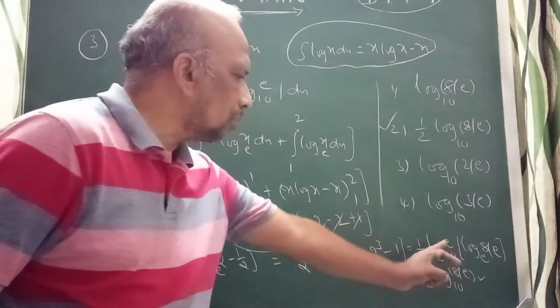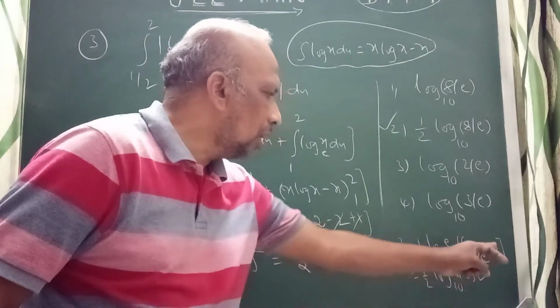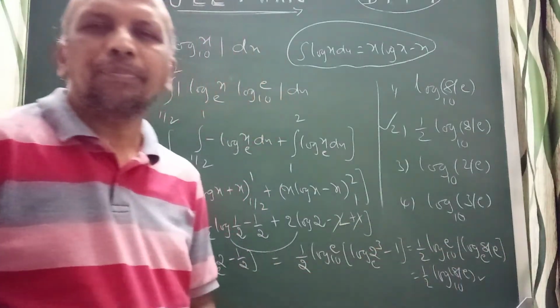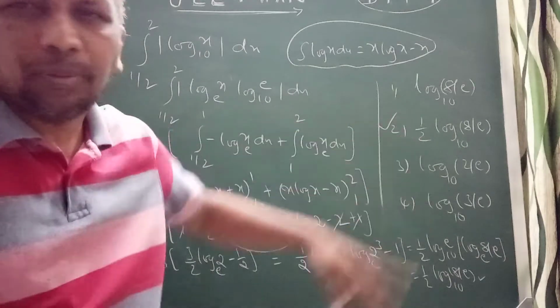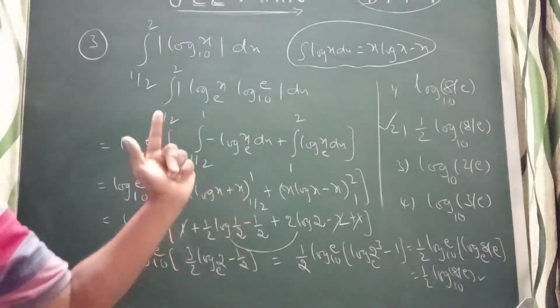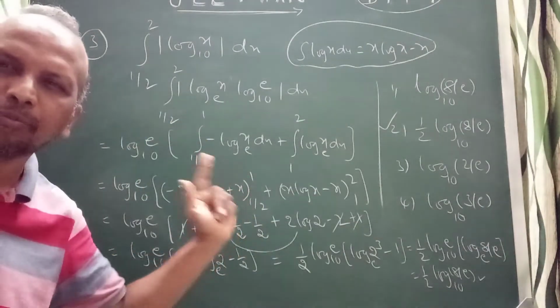Just be careful here. There are multiple options. The product of this should be log of 8 by e base 10. The answer should be the second option. This is an important model, do it again, one more time.